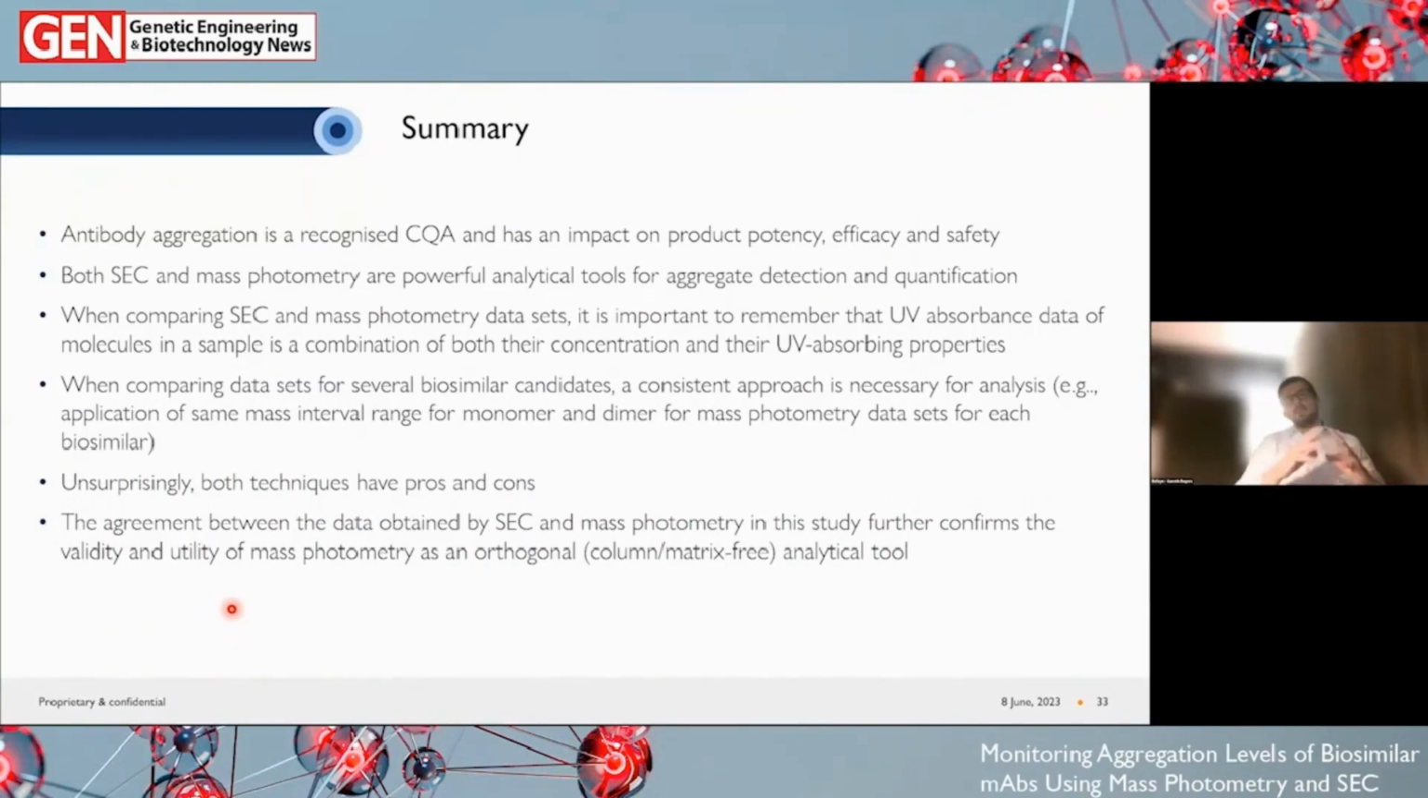So where SEC is concerned, AUC is another analytical tool which is often used as an orthogonal because it is column-free and matrix-free. And equally, mass spectrometry is also column and matrix-free, and hence it complements SEC-based approaches very nicely, and could be a suitable orthogonal technique alternative.